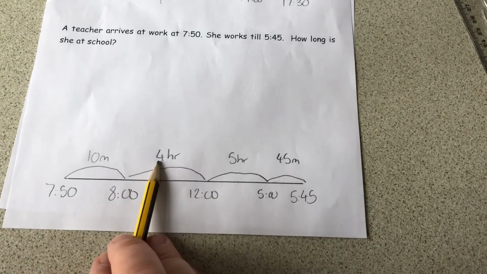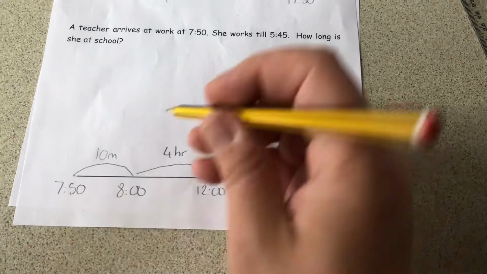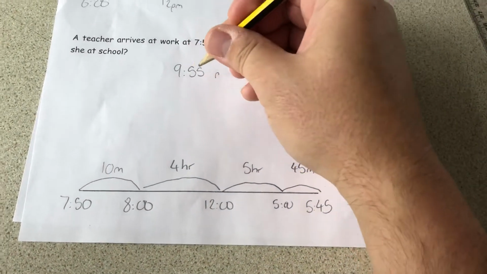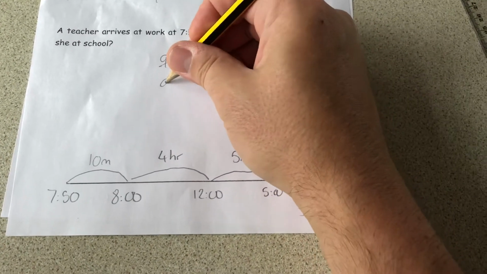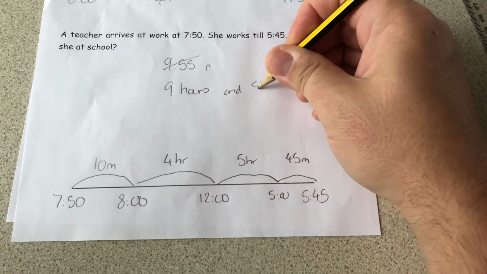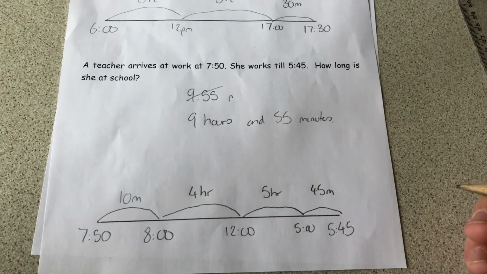So altogether, I've got 4 hours, 9 hours, 9 hours and 45, 9 hours and 55. Oh, let's not write it like that. 9 hours and 55 minutes. There we go. Have a go yourselves.